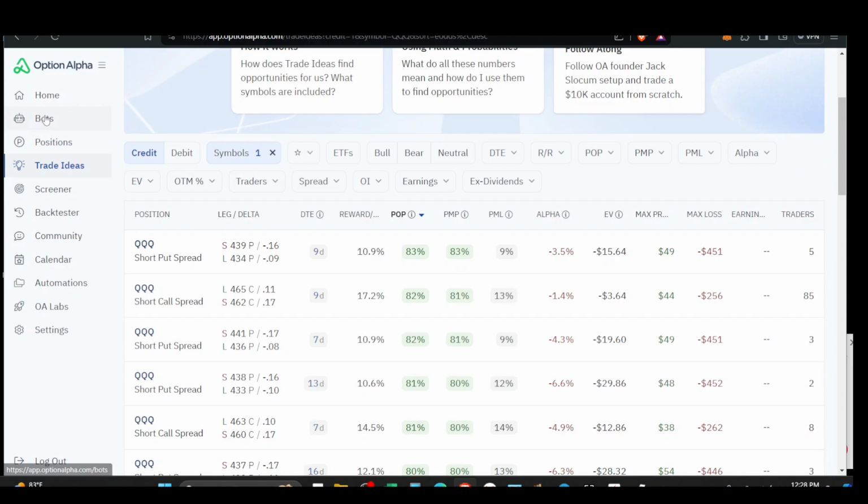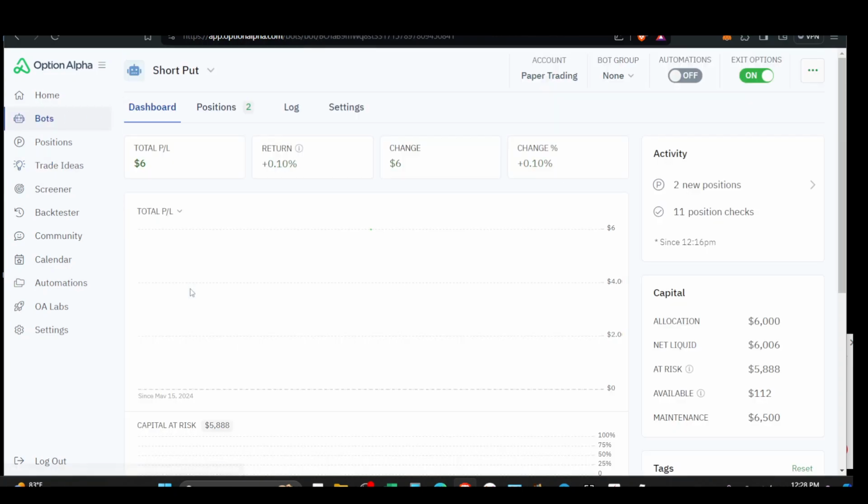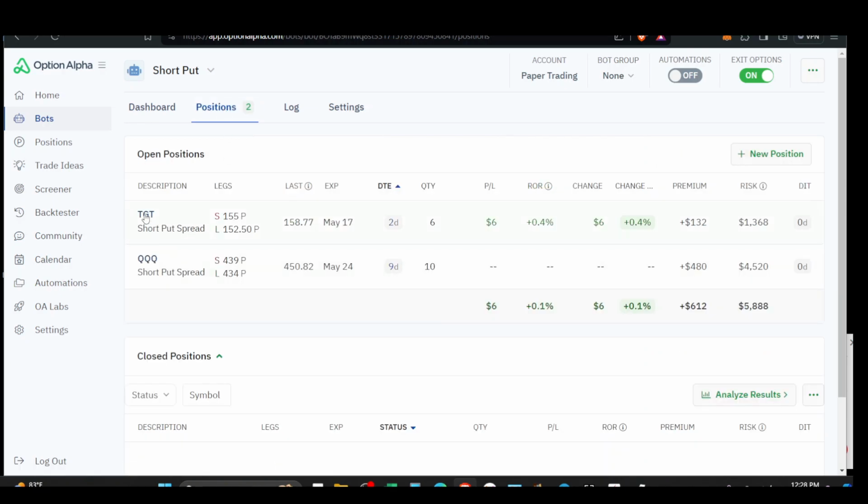So now in my bots, in this one, I have two positions, right? I have TGT, which already gave me a $6 profit, and I have QQQ. So we'll see.